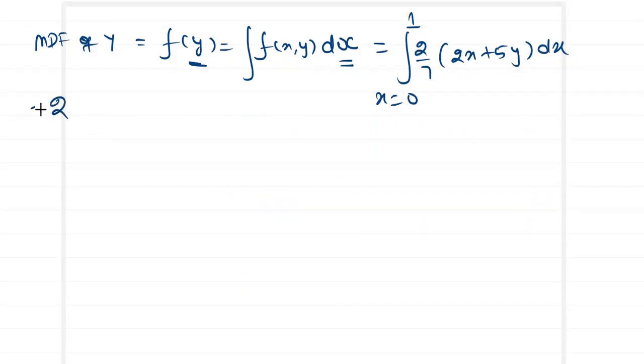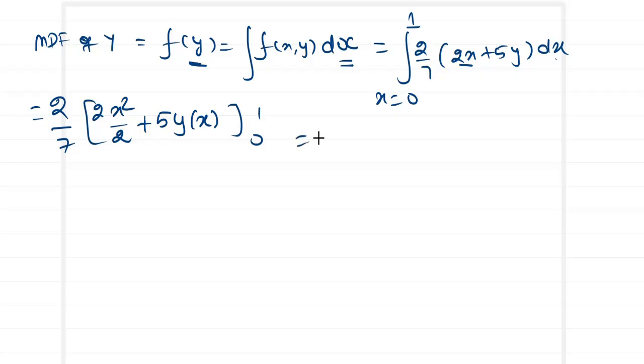So 2 by 7 is a constant. Keep it outside. With respect to x, 2 is a constant, and x on integration gives you x square divided by 2. And 5 is a constant, y is a constant, and the constant on integration gives you the variable x. Now apply the limit between 0 to 1. So this gives me 2 by 7 times of 2 can be cancelled off. The upper limit is going to be 1 square minus 0. And 5y is the constant, and x takes the value 1 minus 0.